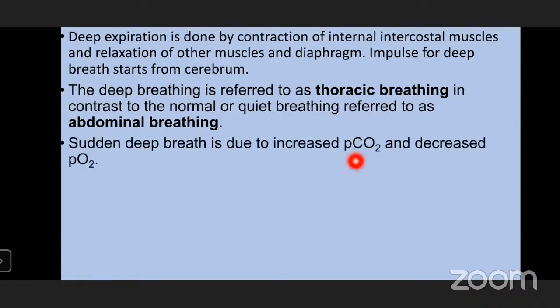Sudden deep breath is due to increased carbon dioxide, that is partial pressure of carbon dioxide when it increases, and partial pressure of oxygen when it decreases in the body. Then we get the sudden deep breath.